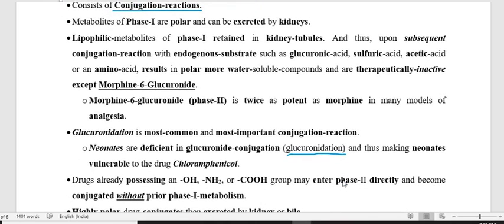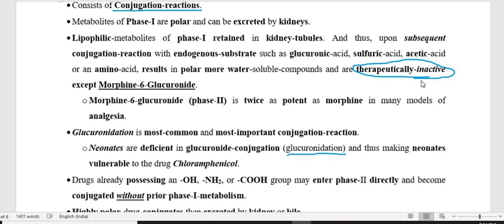Usually the drug or the metabolite of the phase 1 reaction proceeds towards the phase 2 reaction, and the main purpose of metabolism is not only to convert the drug into ionic or water soluble form, but it also inactivates the drug. So inactivation of the drug also occurs through metabolism of the drug. So this is very important.